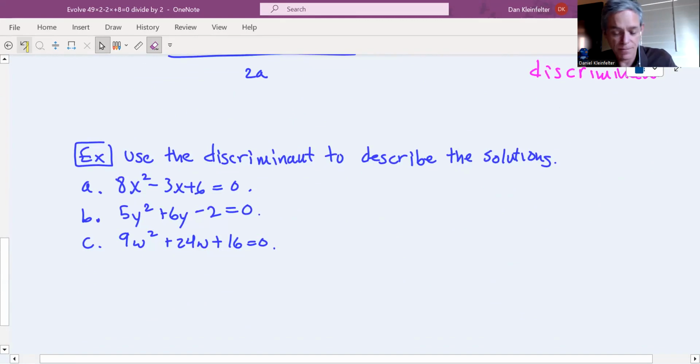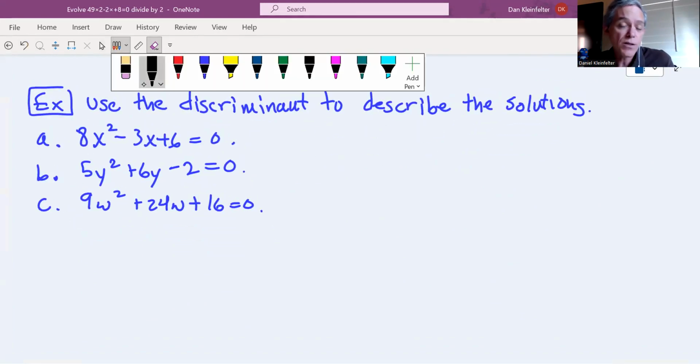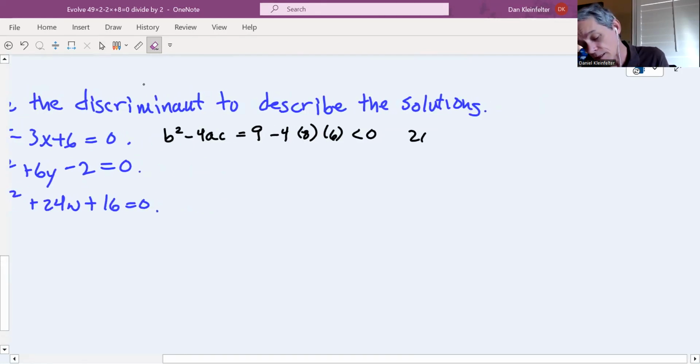So here's some examples. For this, we have 3 quadratic equations. We're going to just use the discriminant to decide what the solutions will be like. Okay, so for this first one, we're going to find b squared minus 4ac. Here, b squared is 9 minus 4 times 8 times 6, and that's negative. So we'd have 2 complex solutions. That's with the i in them.